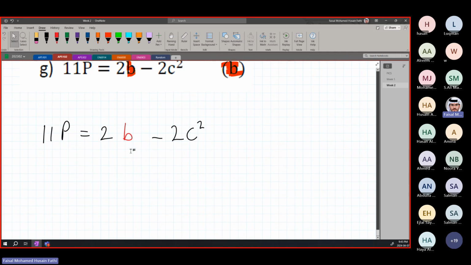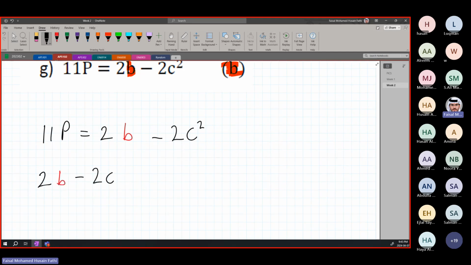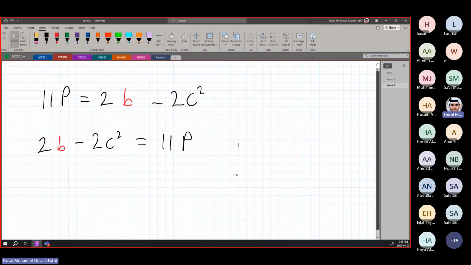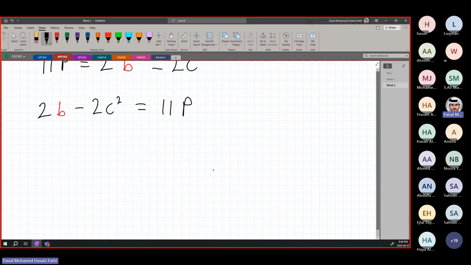Okay? Usually my first step is, if it's on the right side, I just rewrite this equation so that it's on the left side. I do this: 2b minus 2c squared is equal to 11p. I did not change anything. All I did was I removed this and put it on the left, and I moved this to put it on the right. They're both equal anyway, so I did not change anything at all. I just flipped the formula. And now I start solving for b.